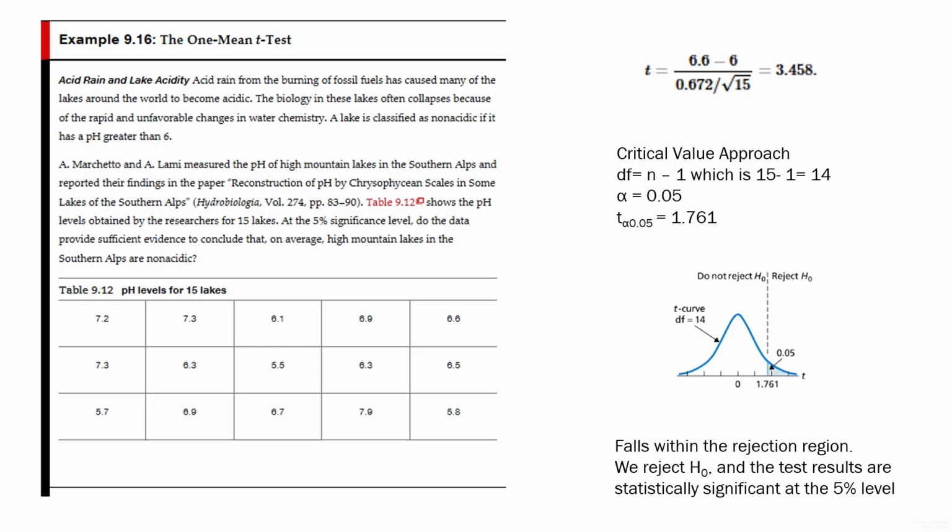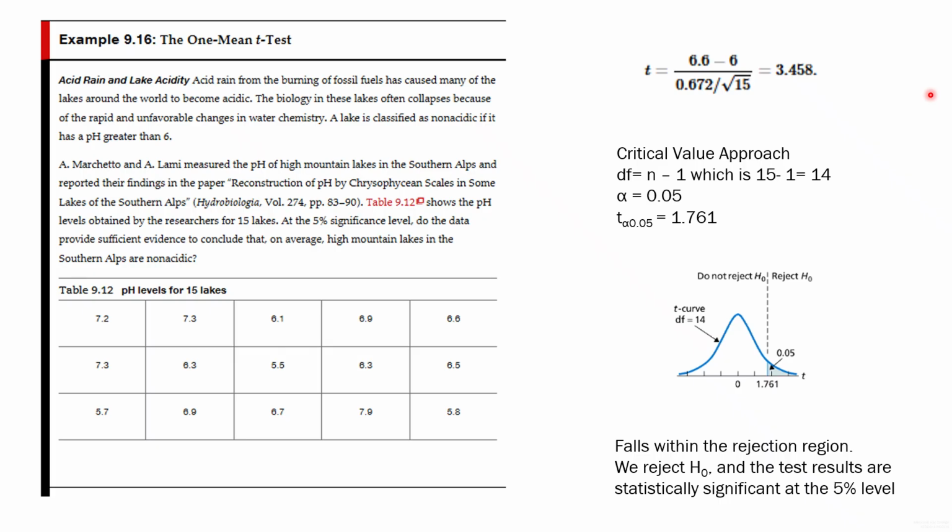Okay, so all we have to do is pop all of our pieces into that formula here. So we've got X bar of 6.6 minus 6, which was the mean that they gave to us here, over our standard deviation, which is calculated out to be 0.672 divided by the square root of 15, and we get a t statistic of 3.458. But that doesn't tell us if we're going to reject our null hypothesis or fail to reject it.